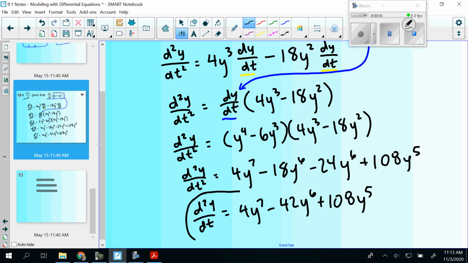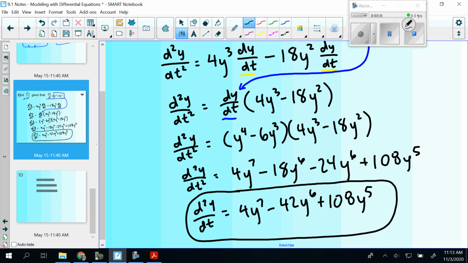So the key when doing these, if your second derivative includes the first derivative, good chance you're going to have to substitute that in using the given differential equation that you started with.